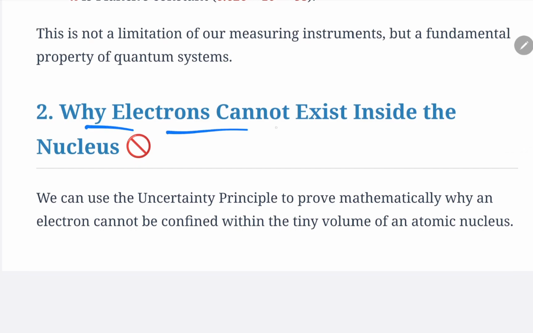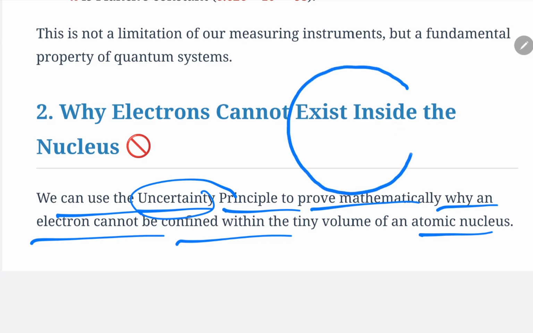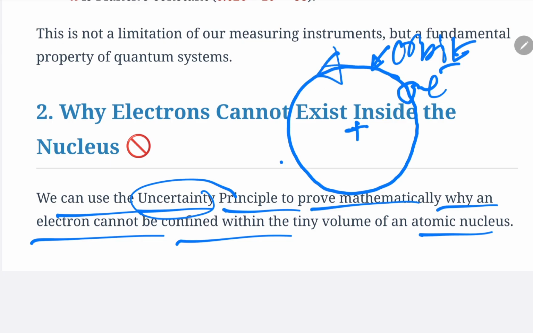So why can electrons not exist inside the nucleus? We can use the uncertainty principle of Heisenberg to prove mathematically why an electron cannot be confined within the tiny volume of an atomic nucleus. We know that an electron stays in an orbit. So let's call that an electron, and let's call this an orbit. So the electron is just orbiting its nucleus.